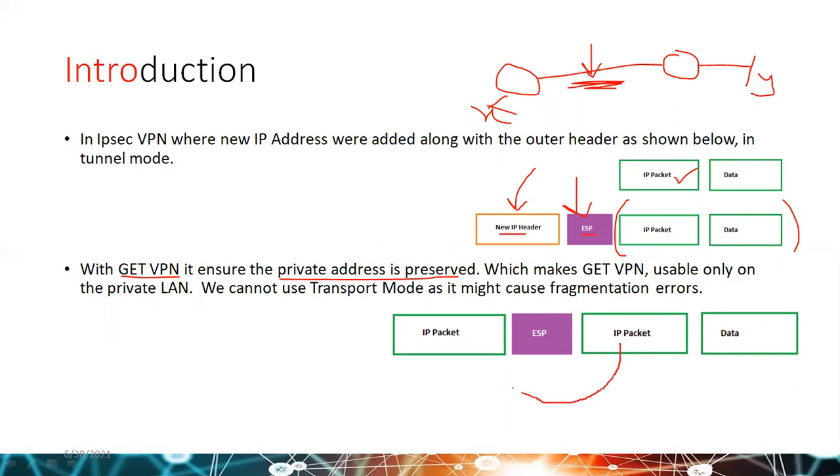The IP header of the packet is basically copied out to the external header, and we can see which IP addresses are trying to communicate over the network. So this makes GET VPN usable only for a private LAN, or maybe you can use MPLS as well.